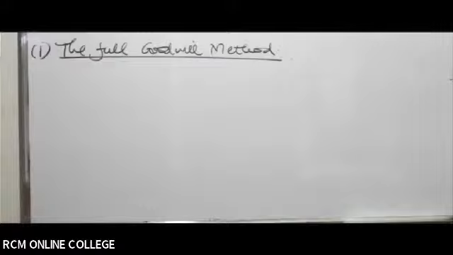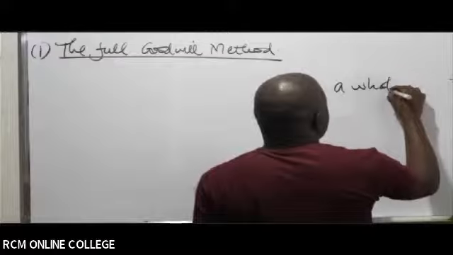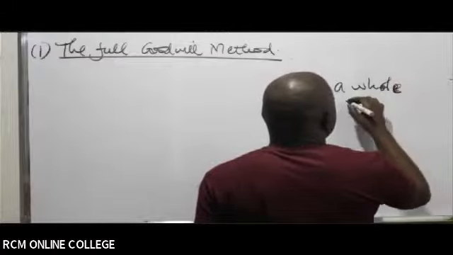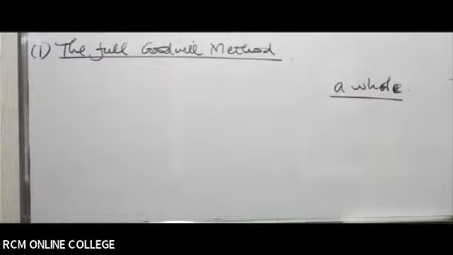It is where the goodwill of the subsidiary is determined as a whole. The whole of it, we determine the whole of it. The full goodwill method is where the goodwill of the subsidiary is determined as a whole. Full stop.